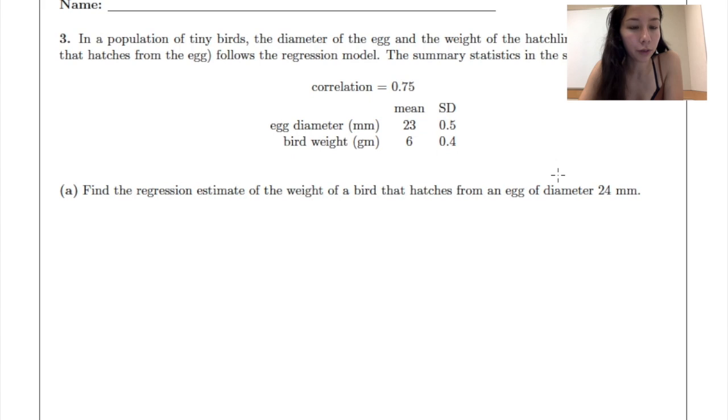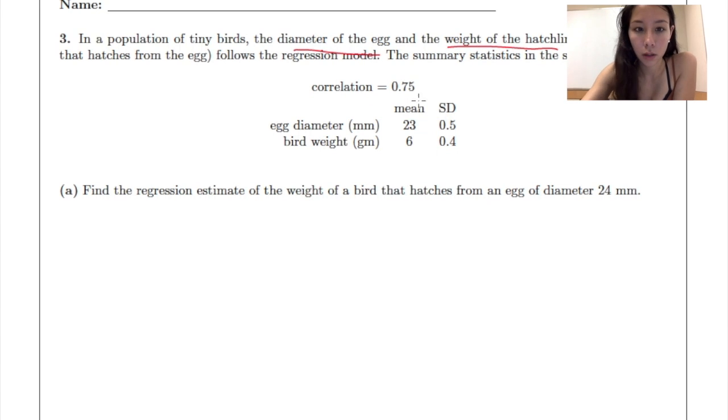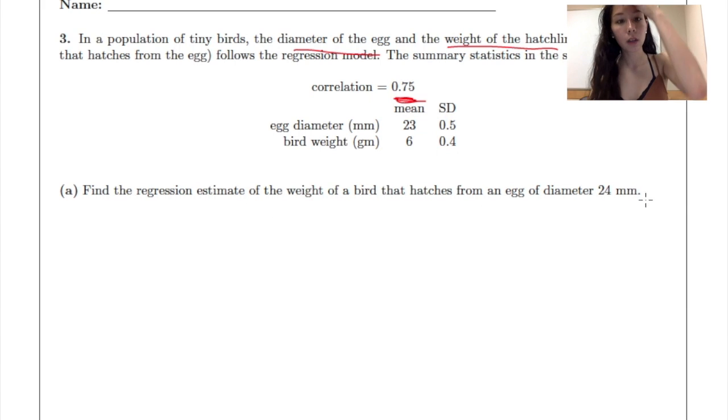Okay, moving on to number 3, we are looking at a population of tiny birds. We're looking at the relationship between the diameter of the egg and the weight of the hatchling. And the correlation between these two variables is 0.75, and we have some statistics down here which are going to help us. Okay, so we are looking for the regression estimate of the weight of a bird that hatches from an egg of diameter 24 millimeters.